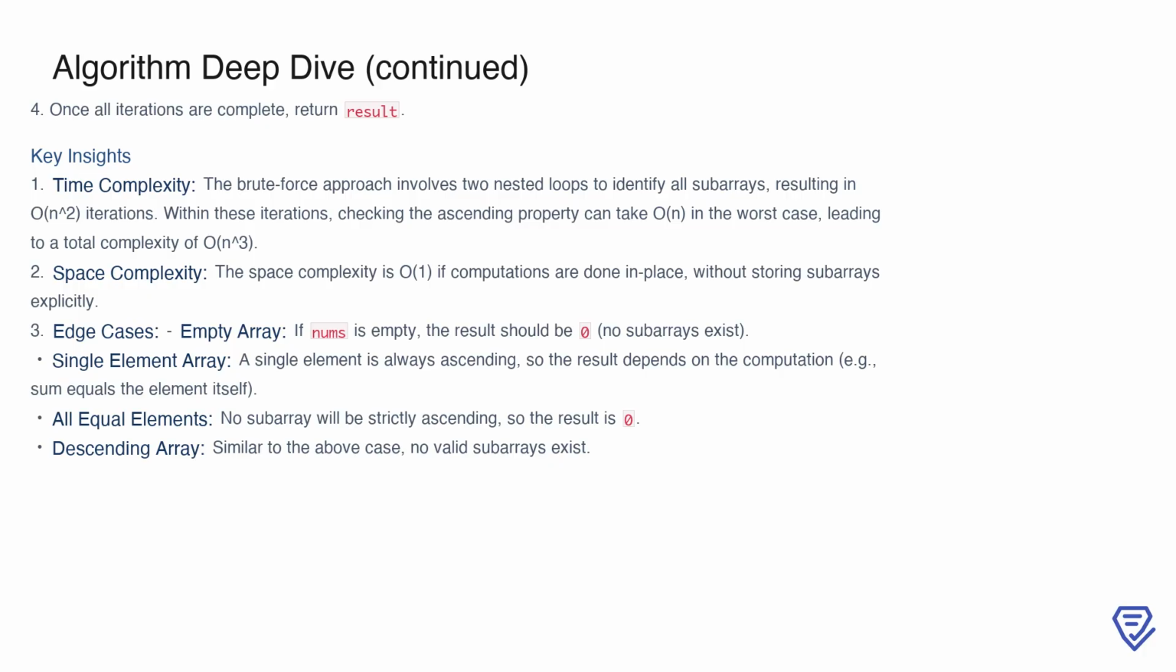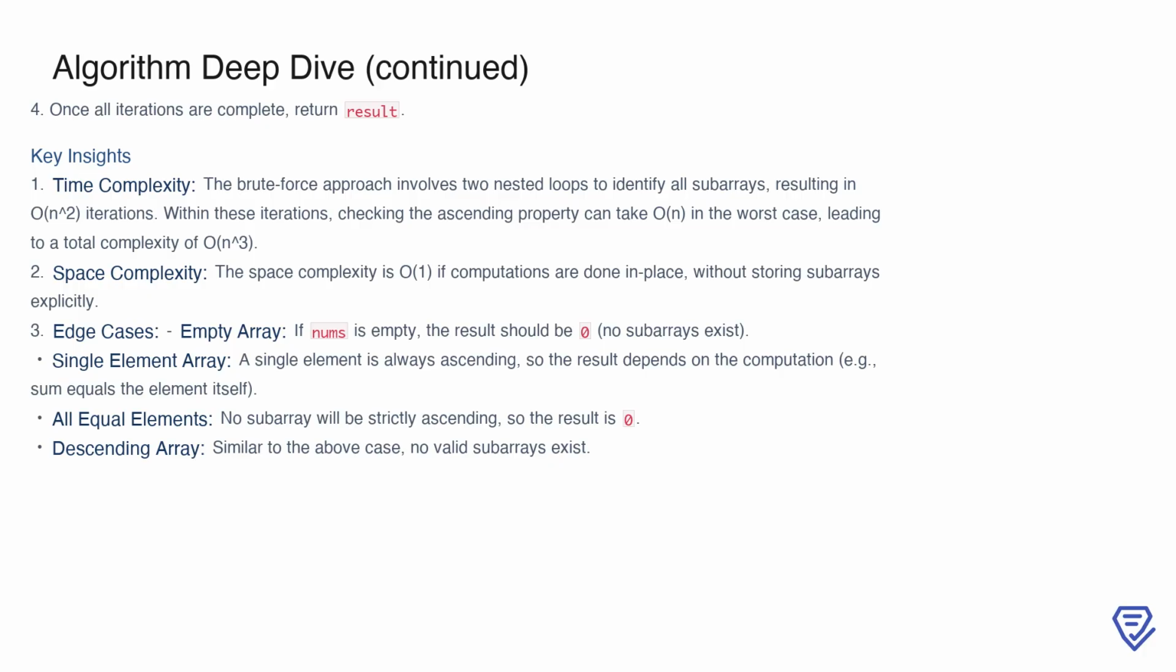The brute force algorithm performs two nested iterations over the array to identify subarrays, resulting in n² iterations. Additionally, checking if a subarray is ascending requires iterating through its elements, which can take n in the worst case. This means the overall time complexity is n³. Space complexity, however, is 1 if computations are done in place without storing subarrays explicitly.